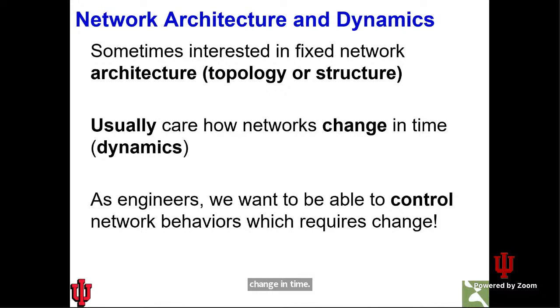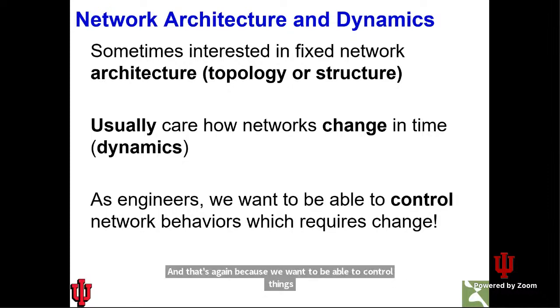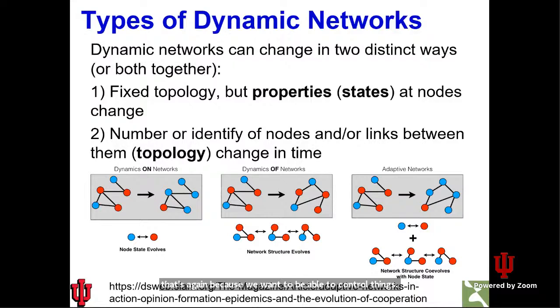And that's, again, because we want to be able to control things. And if we're going to be able to control things, we have to change them. There's a nice online paper, which had some beautiful pictures, which I thought was a very good example of this, which is that networks can change in two distinct ways, or both at the same time. You can change network architecture, that is, the identity of the nodes or their number, and the connections between them could change. That would be the middle one here. Here you see I have the same number of nodes, 5 of them, but the links between them are different before and after. I've added some links and I've taken some links away. That's evolution of network structure.